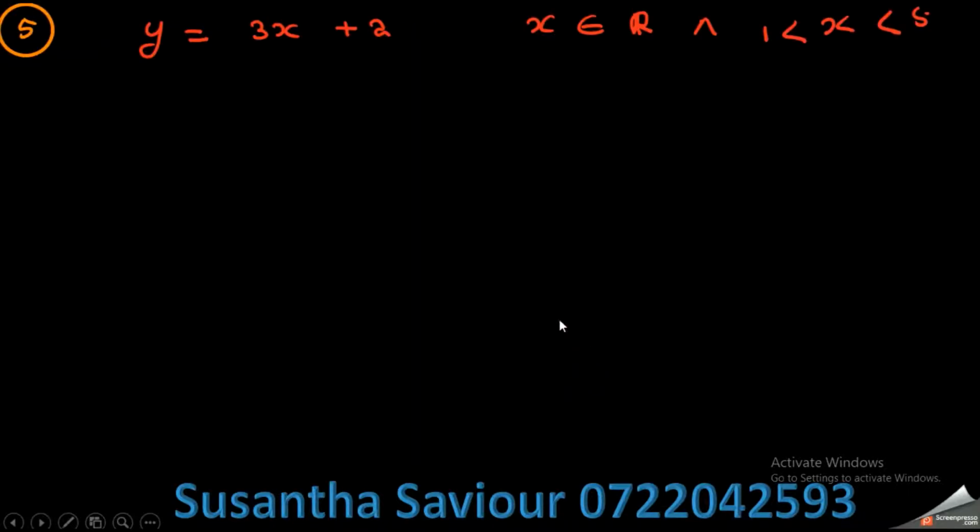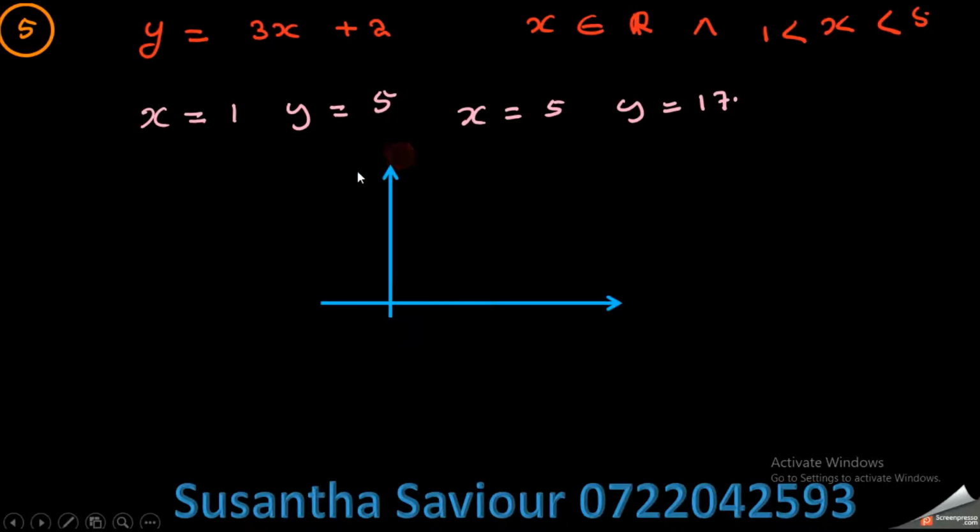We'll take another example, that is y equals 3x plus 2. X belongs to R, but x is in between 1 and 5. Other real values of x are not taken for this. Only the values in between 1 and 5 are taken, and these two end values are also not taken. So we will see our output set. We will take our reference points to sketch the graph.